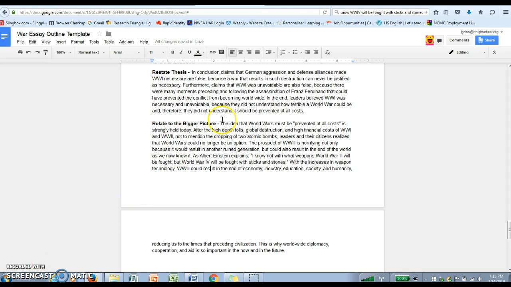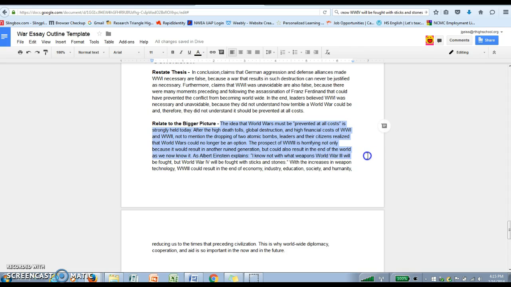It reads, the idea that the world wars must be prevented at all cost is strongly held today. After the high death tolls, global destruction, and high financial costs of World War I and World War II, not to mention the dropping of 2 atomic bombs, leaders and their citizens realized that world wars could no longer be an option. The prospect of World War III is horrifying, not only because it would result in another ruined generation, but could also result in the end of the world as we know it.